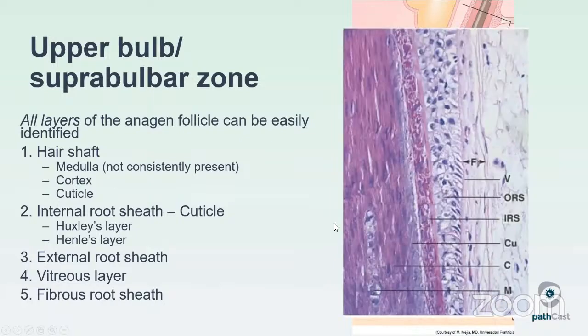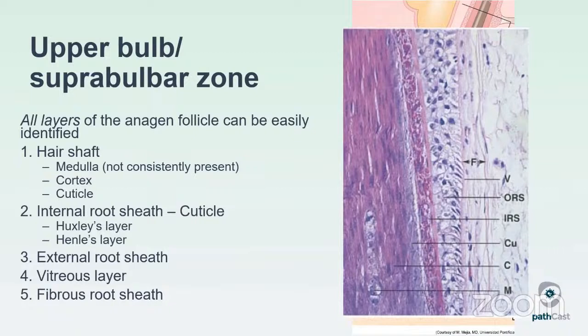So here is a vertical section of our hair showing those layers. You don't always see the medulla of the hair shaft, but when you do, it looks like this. Then you have your cortex of the hair shaft. Then there's two cuticles kind of touching each other. You can't really make them out apart. There's the cuticle of the hair shaft and then the cuticle of the inner root sheath.